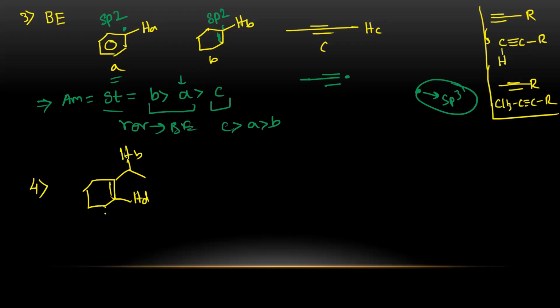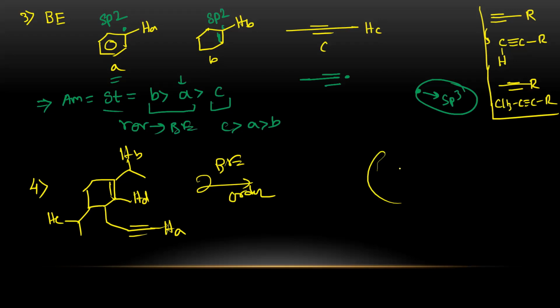HB, HT, HA, HC. Now it's your task to solve the stability, the bond energy order. I'm writing the order, you have to match yourself. HA, D, C, B. This will be the bond energy order.